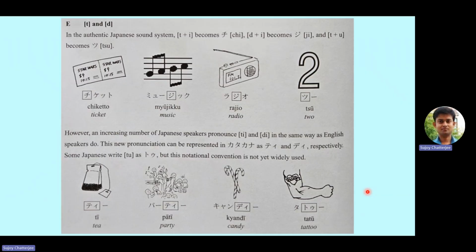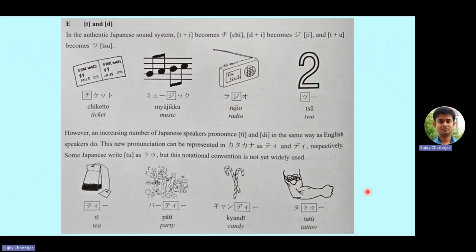Next is the handling of T and D. In the authentic Japanese sound system, T plus I becomes chi. As we know, ta, chi, tsu, te, to. So it's chi. Similarly, D plus I becomes ji, and T plus U becomes tsu. So these are the exceptions in the Japanese sound system.